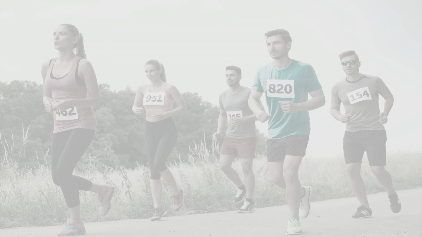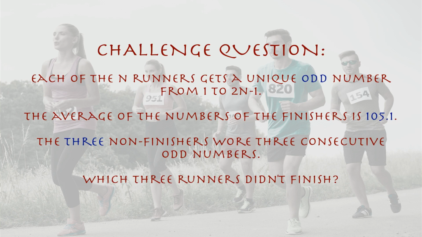Ready for the challenge question? This one's a hard one. It's the same basic setup as the problem we just solved, except now we only give runners odd numbers. So the first runner gets number 1, the next one gets number 3, and then 5 and 7 and so on. So if we have n runners, the number of the runner with the highest number would be 2n minus 1. What we're told is that the average of the numbers of the runners who finish the race is 105.1.